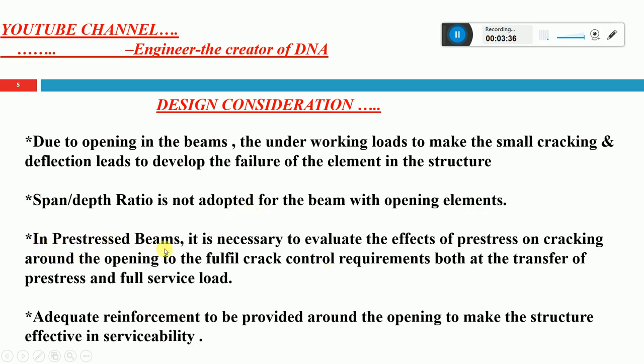Now we come to pre-stressed beams. It is necessary to evaluate the effect of pre-stress on the cracking around the opening, to fulfill the crack control requirements both at the transfer stage and at full service load. In pre-stressed beams we have to check the effect of pre-stress with respect to normal stresses and also shear stresses, and how to control the cracks which will develop at the transfer stage and at the full service load.